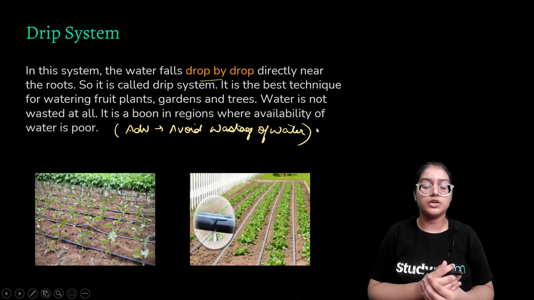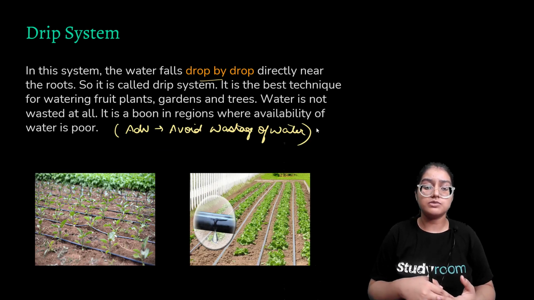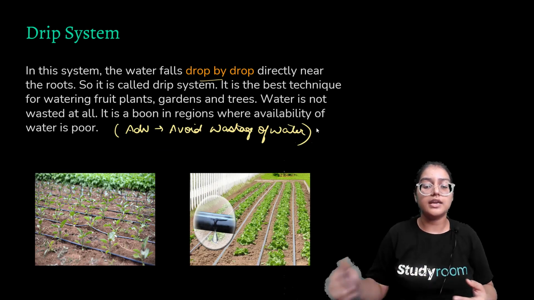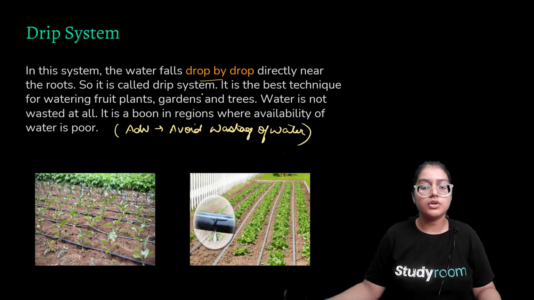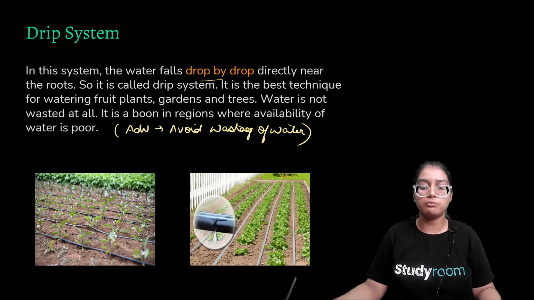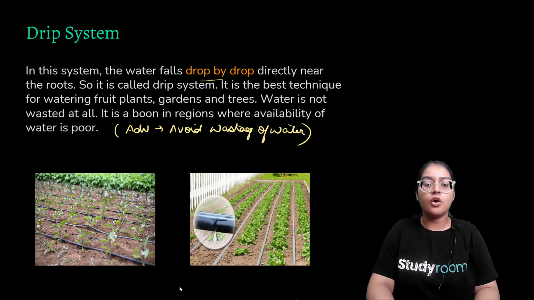Drip system. It is also a modern technique of irrigation. In this system, the water falls, as the name suggests, drip. Drip means drop, right, drop. So it goes directly to the roots. So it is called the drip system. It is the best technique for watering fruit plants, gardens or trees. It has a very good advantage because it avoids wastage of water, and the water goes drop by drop. So it is a boon in regions where availability of water is poor. This was all about irrigation.